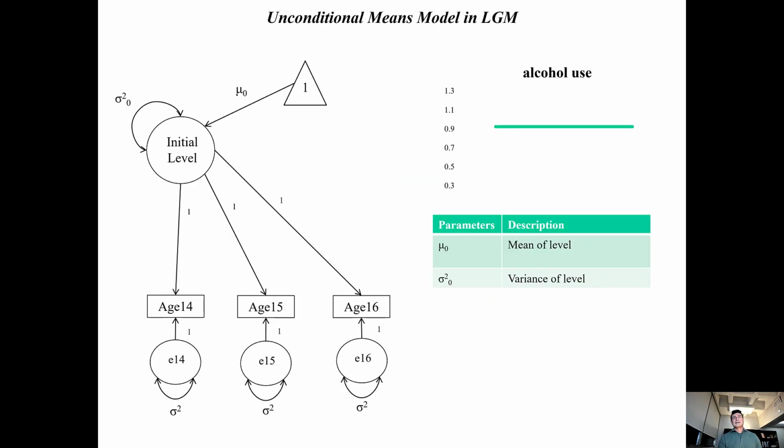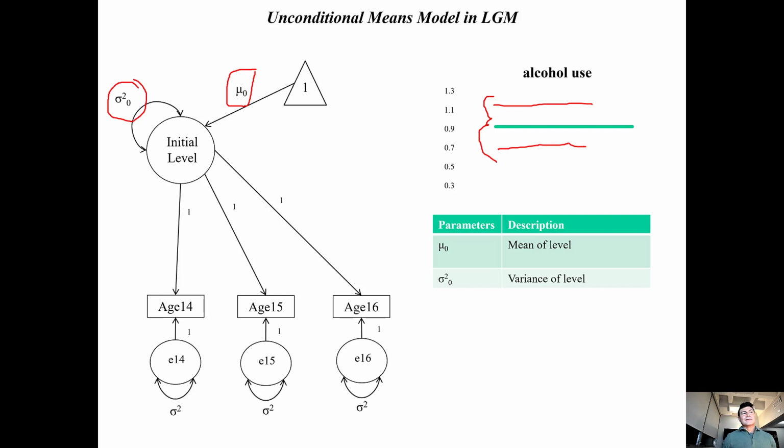I'll show this again in the latent growth curve model. To me, it's a little bit easier to see in this latent growth curve model. This here is my average intercept, or my average initial level. That's at 0.92. This is the variance around that initial level. Everybody has a different starting point, so this is the variance associated with that initial level.